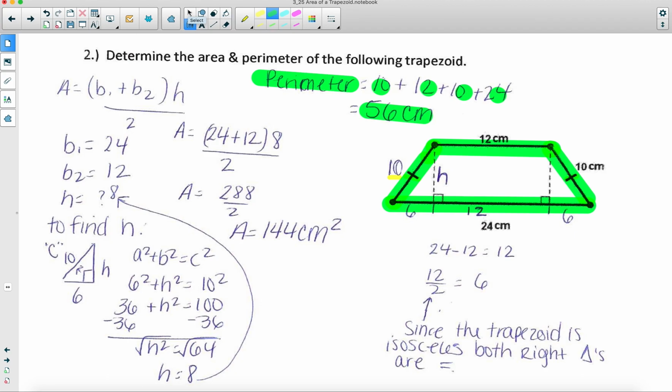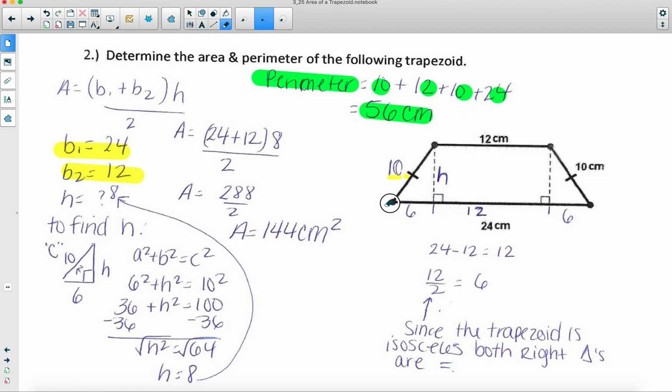Okay, so now let's figure out the area. What do we know? Well, we know here we need base 1, base 2, doesn't matter if it's top or bottom, but here's our one base at the bottom, 24. Here's our other base up here at 12. Okay, so our bases are taken care of. And once again, the height is missing. So typically, when your height is missing in a trapezoid, it is going to require using Pythagorean theorem in some way.